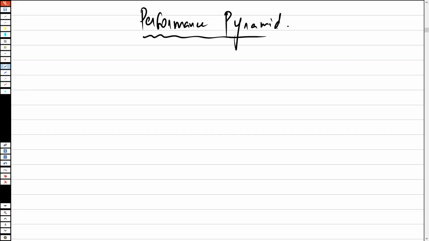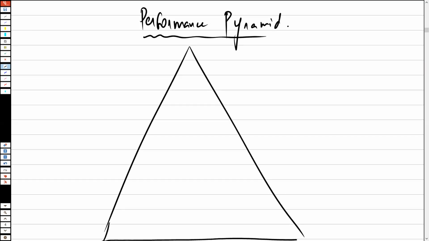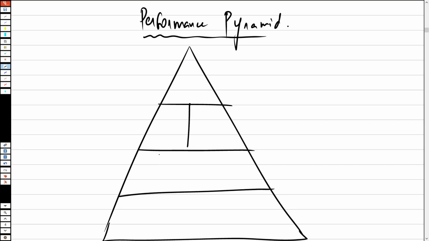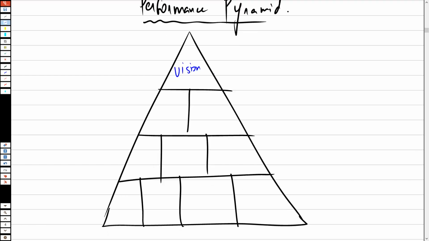Now, let's move a bit forward. And then there is another performance measurement model, which is called the performance pyramid. The performance pyramid is majorly inspired by the performance measurement hierarchy. What exactly do you mean by this? When we talk about this performance measurement hierarchy, the performance pyramid says that at the top of the organization is the vision.